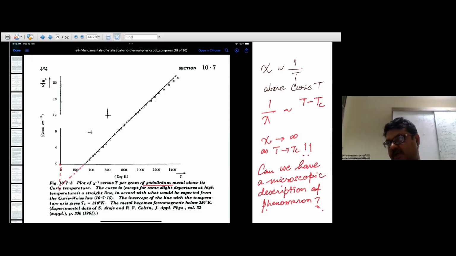You have a qualitative feeling that as you increase temperature, a system loses its magnetism. For a ferromagnetic sample, not all, as you saw previously. But let's take ferromagnetic samples. So you not only know that ferromagnetic samples above a certain temperature lose their spontaneous magnetization, but can you also, from your microscopic interaction Hamiltonian and using the formalism of thermodynamics, predict that 1 by chi goes as t minus tc, or rather one could say that chi goes as 1 upon t minus tc above the Curie temperature. Can we have a quantitative understanding for this?